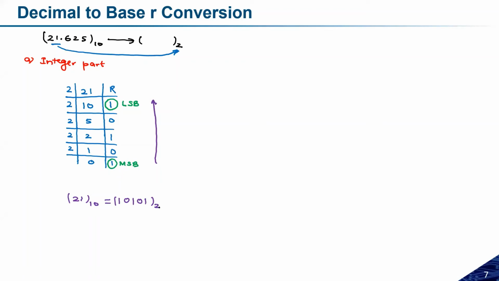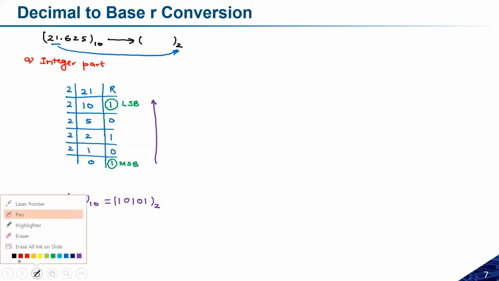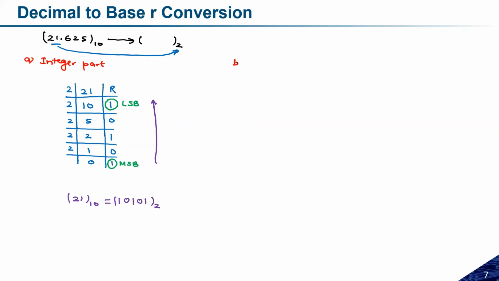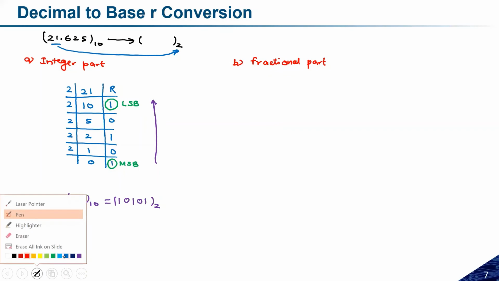Now let us talk about the fractional part, how we can do that. The second part is the fractional one. The similar kind of concept will be applied. Suppose I have to convert it into base 8. In place of 2, we will use 8, and then follow the same procedure, just like we did for the binary one.